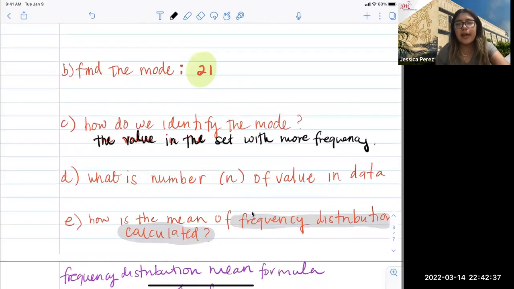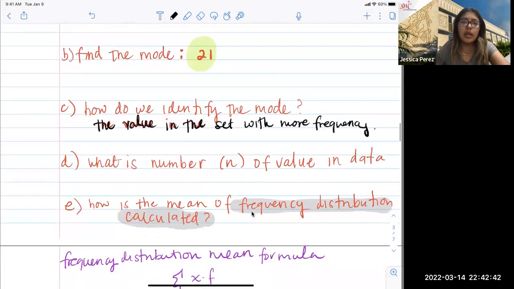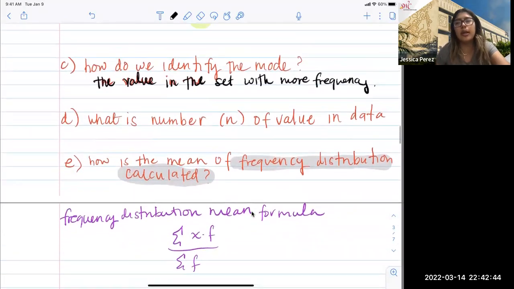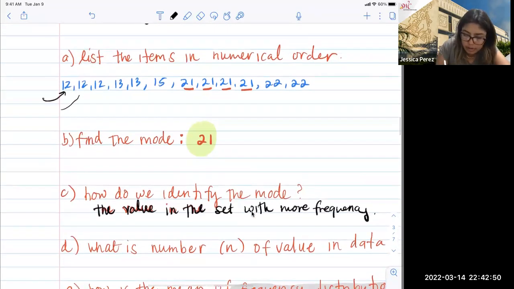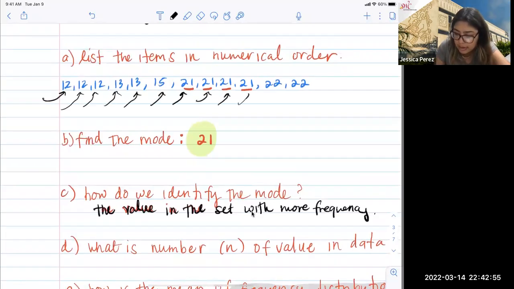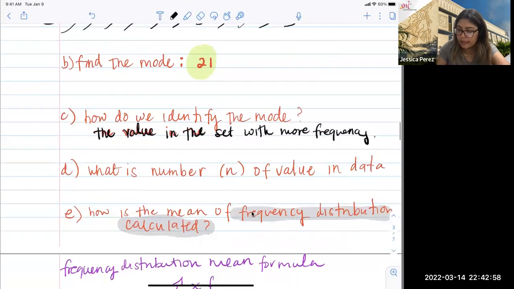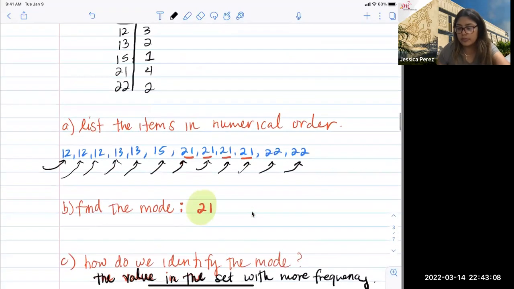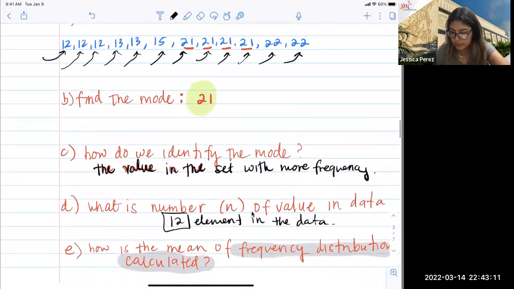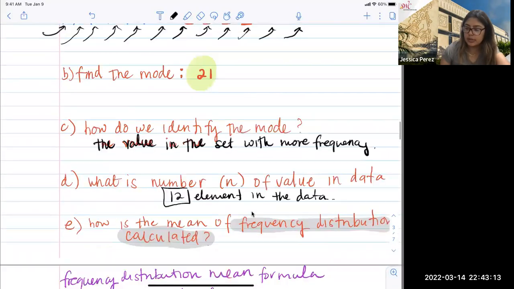What is the n value in the data? The n in this particular data is how many elements we have. So we have 1, 2, 3, 4, 5, 6, 7, 8, 9, 10, 11, 12. We have a total of 12 elements in the data.